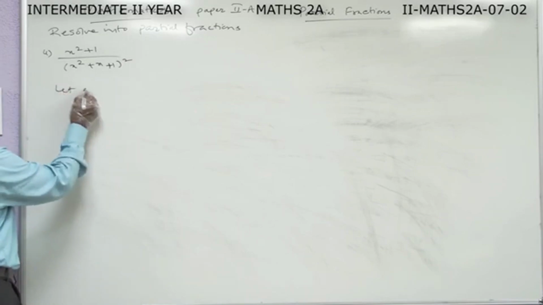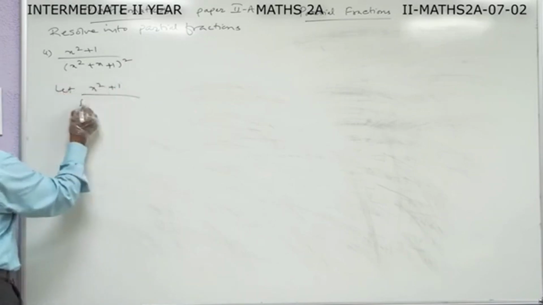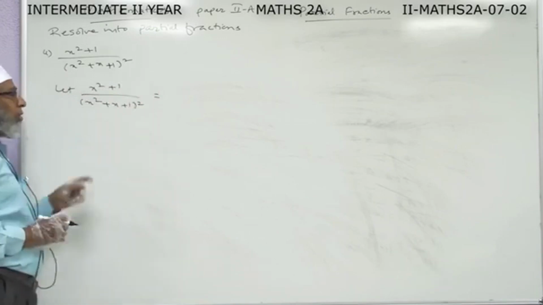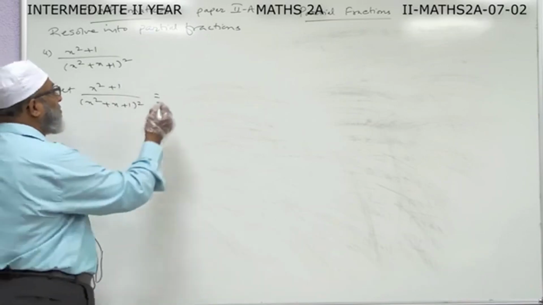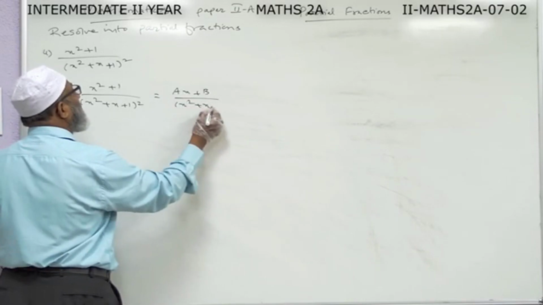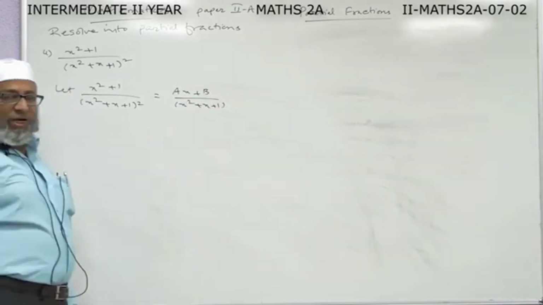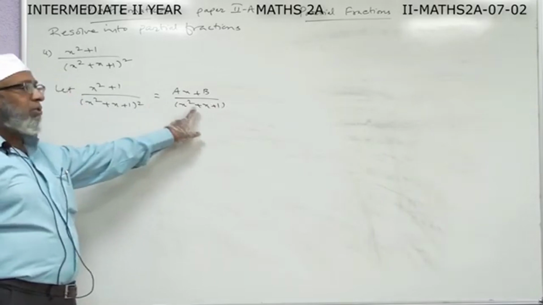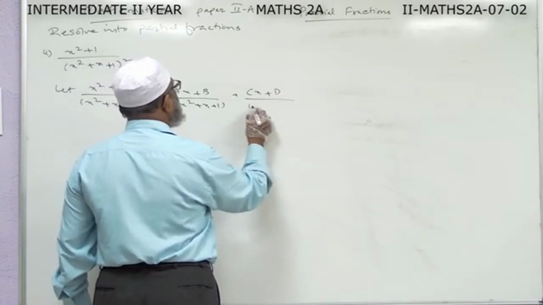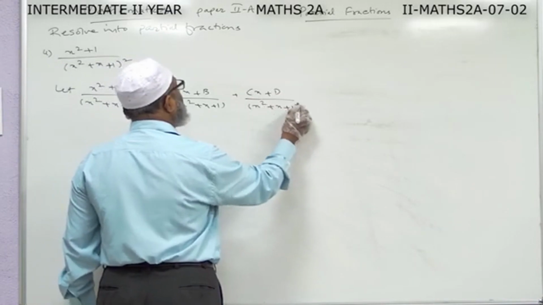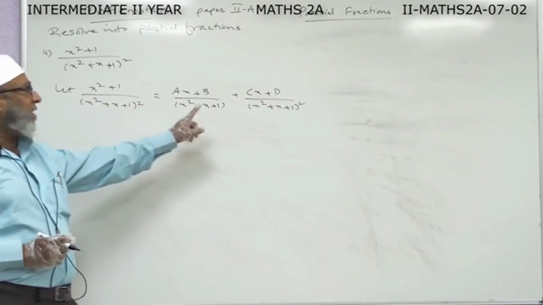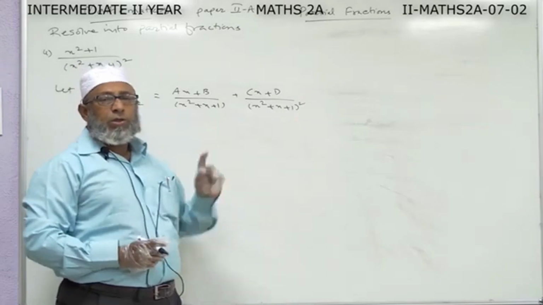Therefore, the substitution will be x square plus 1 divided by x square plus x plus 1 whole square is equal to. Now, this is a quadratic one. Therefore, the substitution will be ax plus b divided by x square plus x plus 1. This is repeated twice. So, first time you have to write x square plus x plus 1 and the next time cx plus d by x square plus x plus 1 whole square. Isn't it? So, first time it is x square plus x plus 1, second time it is x square plus x plus 1 whole square.